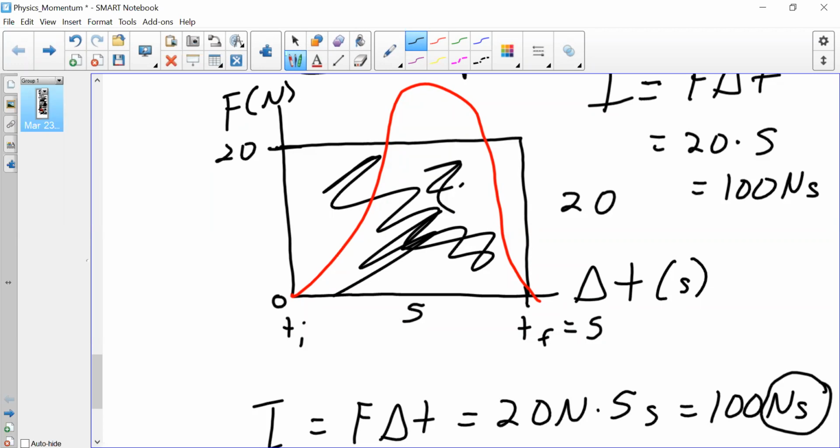So that's a bit on that. So let's stop here a second and do a couple of examples.